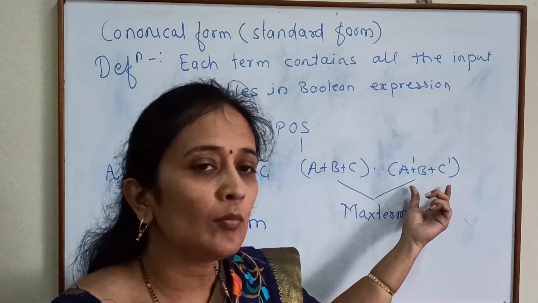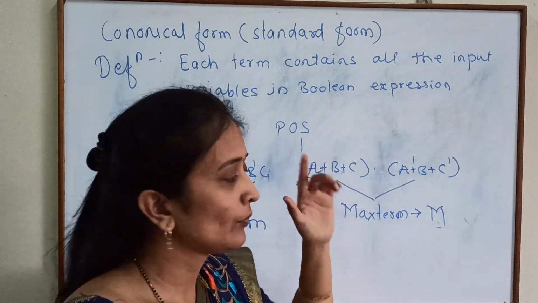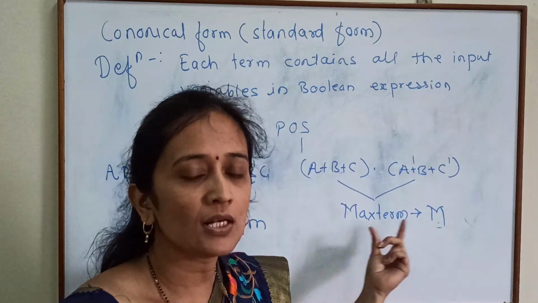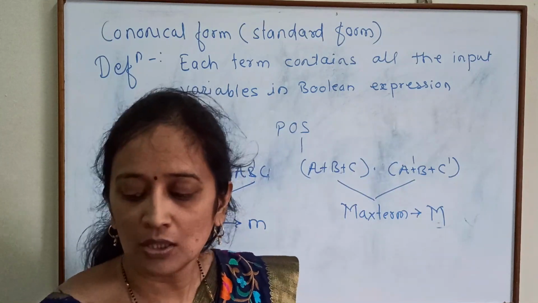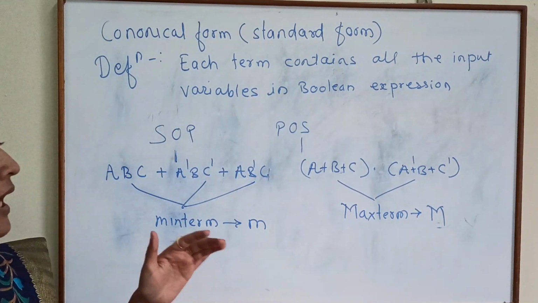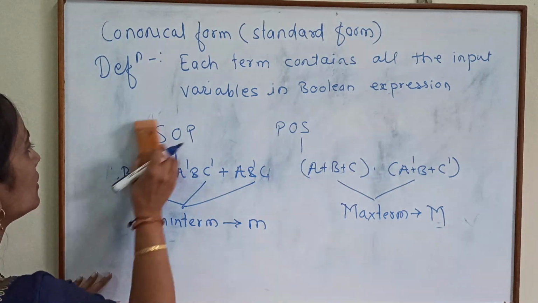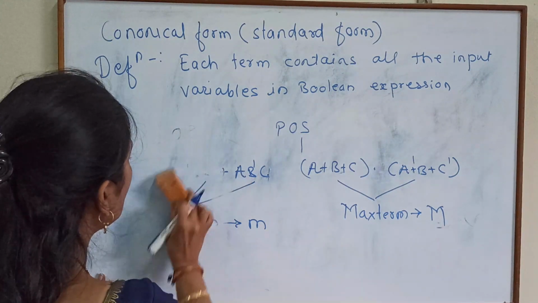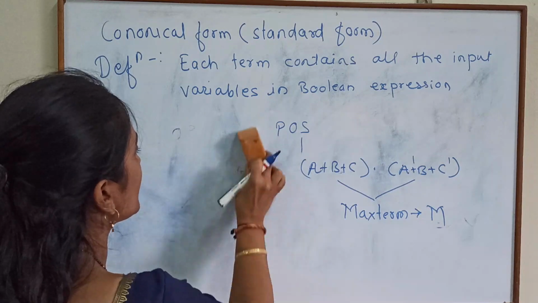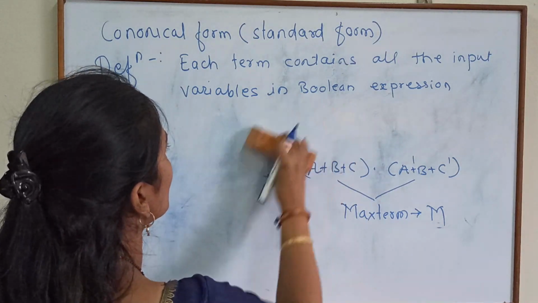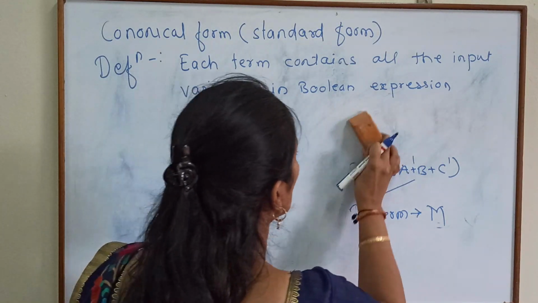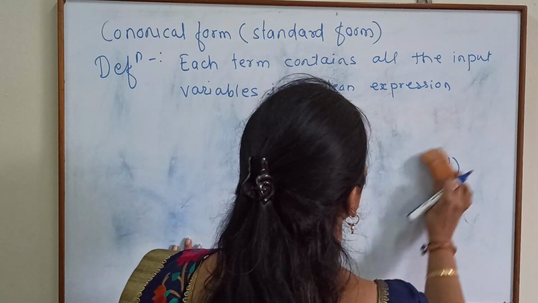Each and every term of POS is nothing but a max term. It is represented with M. Now what is this min term and what is this max term? We will see. Any Boolean expression, you can represent either in POS form or SOP form.